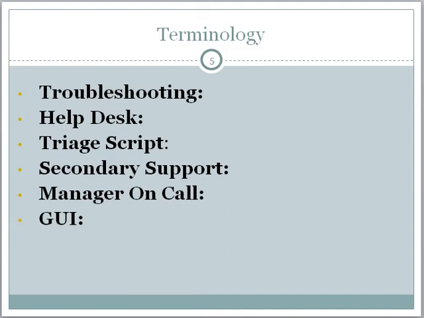Otherwise, the triage script will direct them to the correct person to assign the ticket to, and if possible, page that person. This may sound more like a medical term, but it is basically where you separate the issues into the different levels. Secondary support is the second person to page about the issue if the first person does not respond. And the manager on call is the manager to page if neither the first or the secondary support respond to the issue. GUI, as you know, is the graphical user interface.